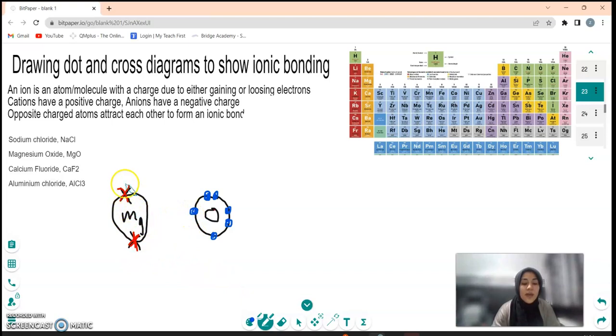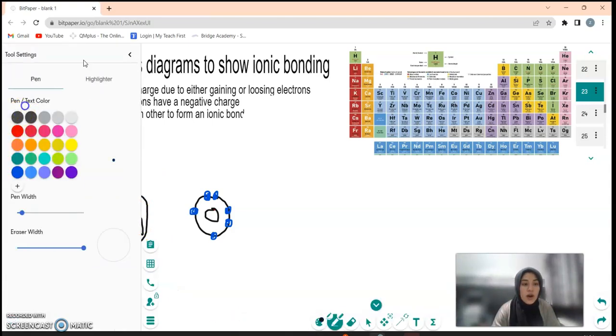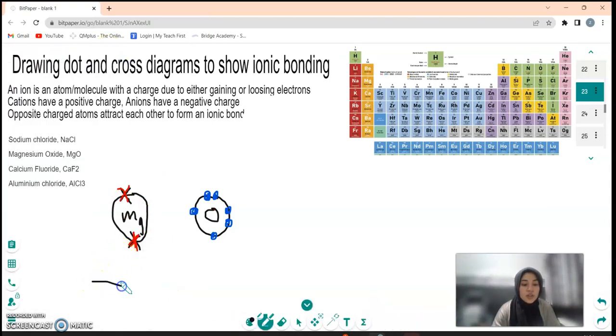So in order for magnesium to be stable, it will be easier for it to lose these 2 electrons. So when we draw our structure, magnesium will have no electrons in its shell.